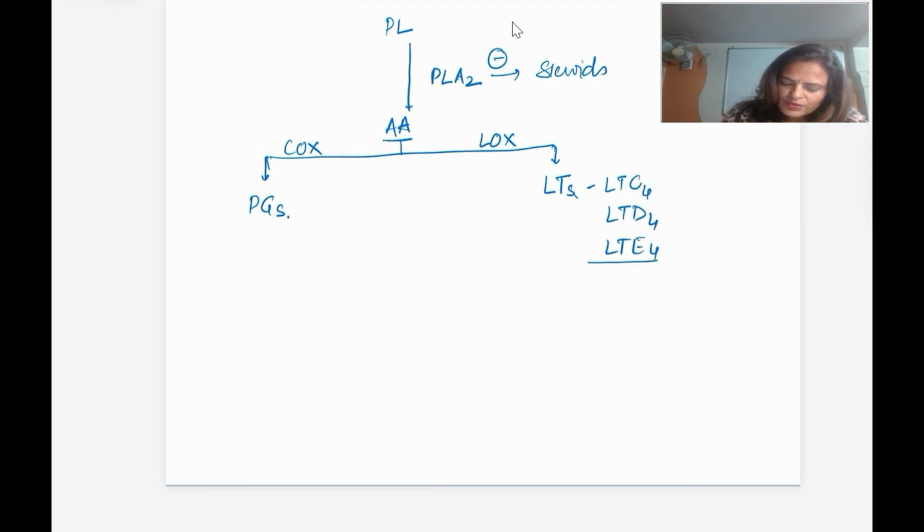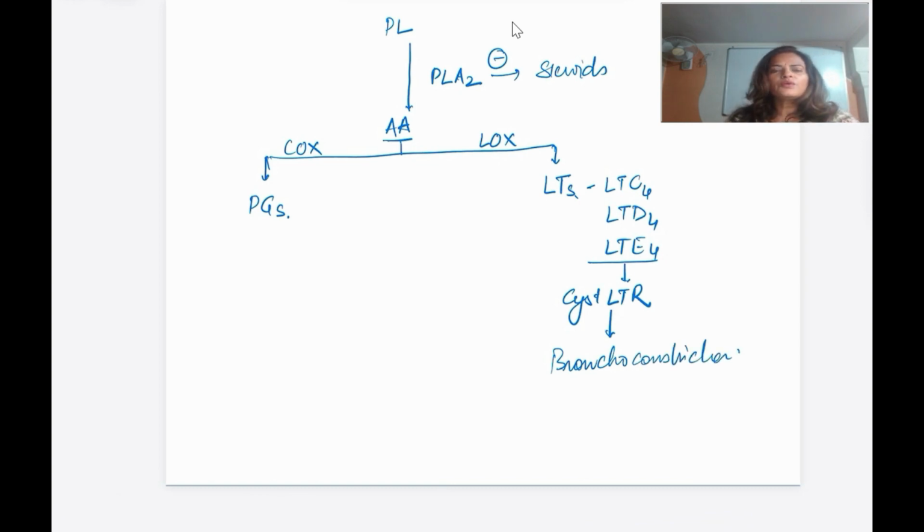And what do all these cause? They act on the cysteinyl leukotriene receptor, and by binding to the receptor they cause bronchoconstriction. Now what do the steroids do? They act on this enzyme and inhibit both pathways. So no mediators are formed, there is no release of mediators, and there will be no bronchoconstriction. The steroids take care of that.